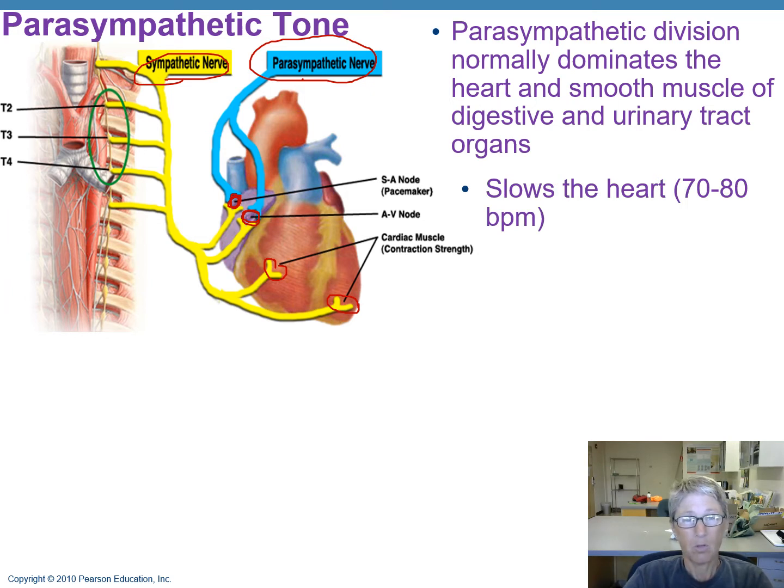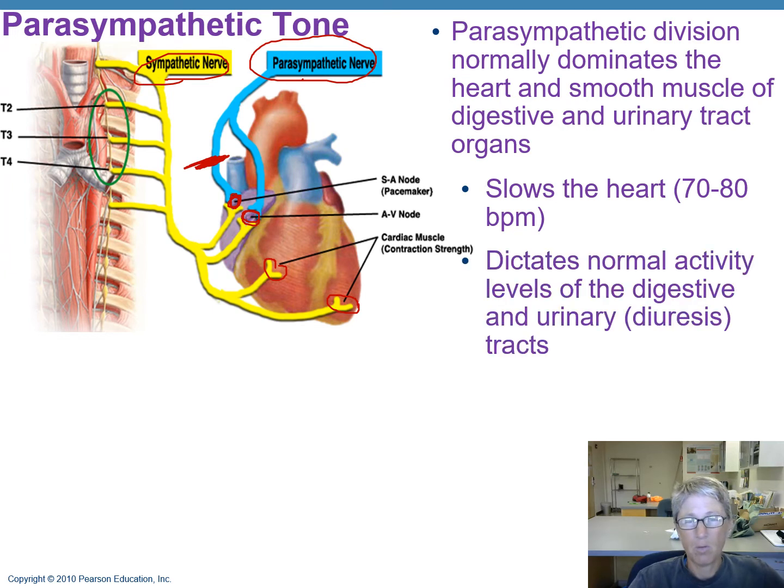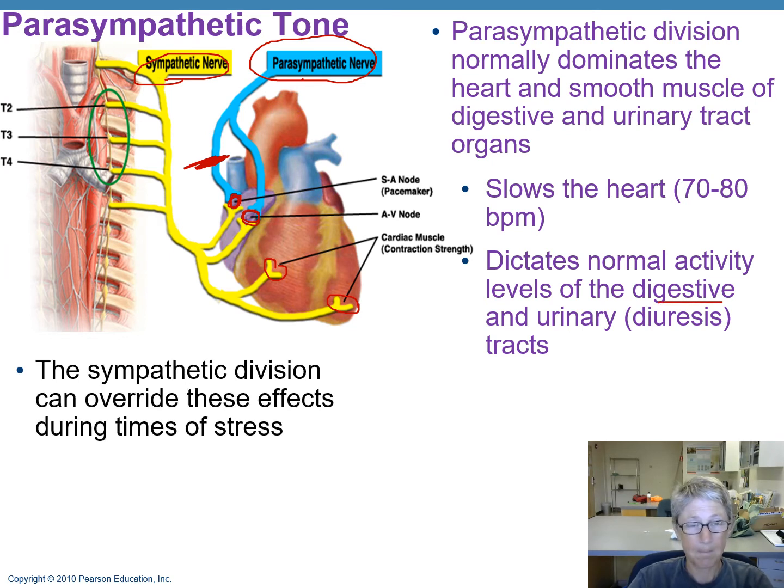Parasympathetic tone keeps the heart rate slow. So if you cut the parasympathetic nerve to the SA node here, the heart rate will increase. Parasympathetic tone keeps the heart in a healthy 70 kilogram 20-year-old male between 70 and 80 beats per minute. Parasympathetic tone also dictates the normal activity of the digestive and urinary tracts. So parasympathetic tone dictates the smooth muscle cells in your digestive tract and your urinary tract.